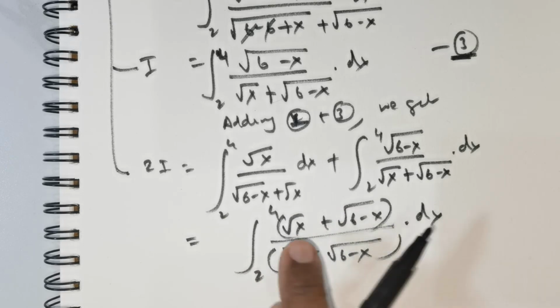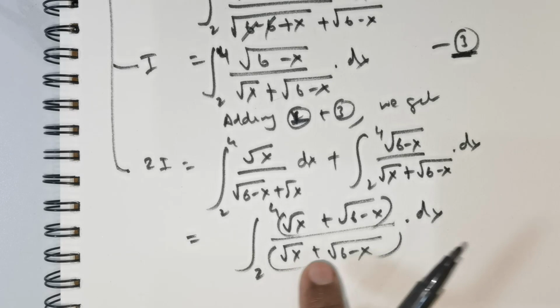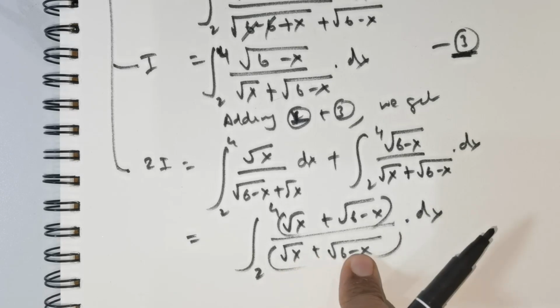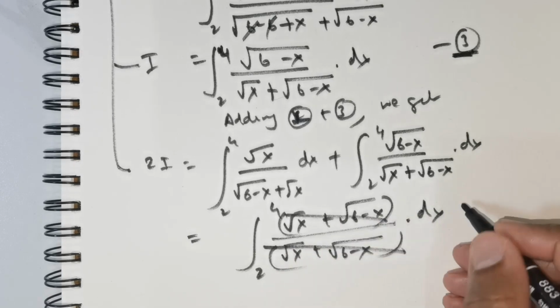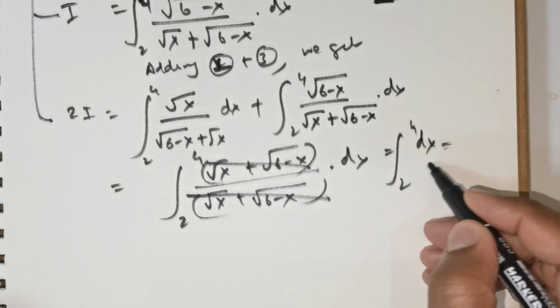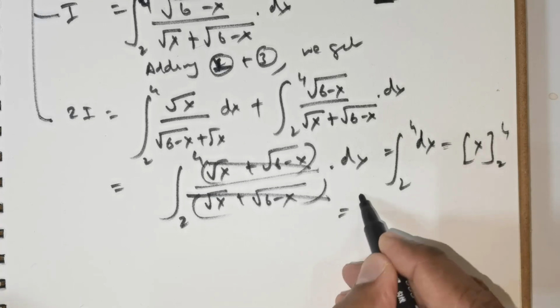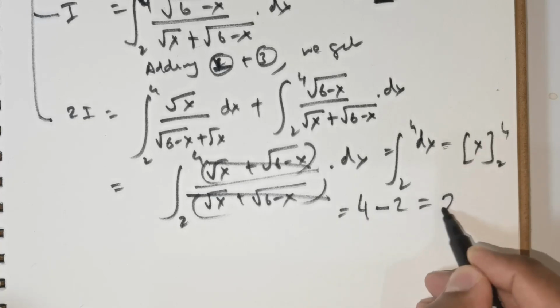Now what you got in the numerator? Root of x plus root of 6 − x. What you got in the denominator? Root of x plus root of 6 − x. So both can be cancelled, giving you integral 2 to 4 dx. Now what is the integral of dx? That's going to be x, with limits 2 to 4. So you substitute the upper limit minus the lower limit, you get 2.